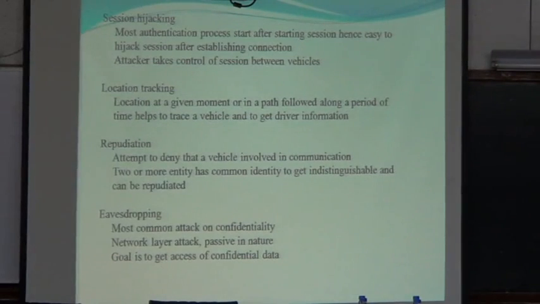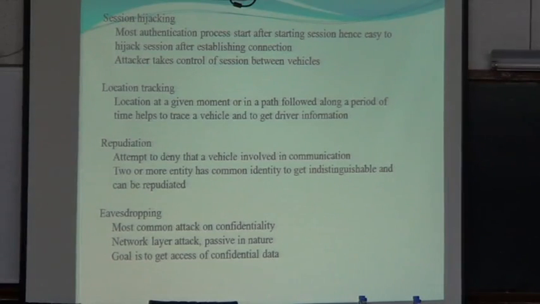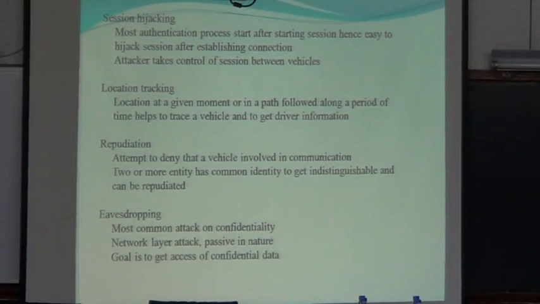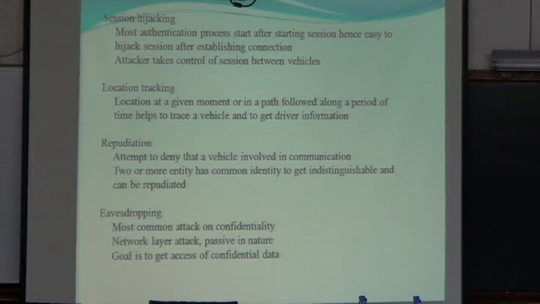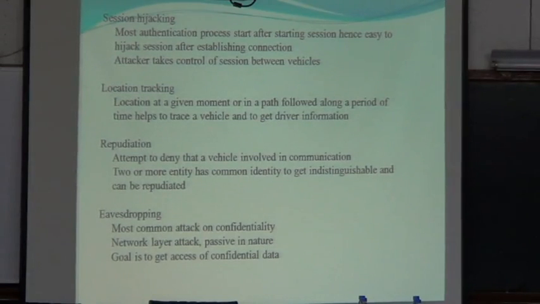Session hijacking. The attacker controls the session between two vehicles. Usually the authentication process starts after initiating the session, so the attacker node can get an opportunity to control the session between two vehicles. Location tracking is an important issue in case of theft. The location of a vehicle at a particular time, or the location of a vehicle on a road, actually helps to track a vehicle within the coverage area of the network. It is useful to track a misbehaving vehicle also in the network environment.